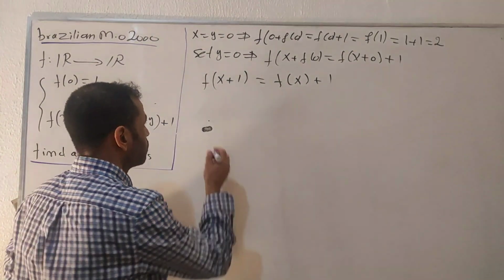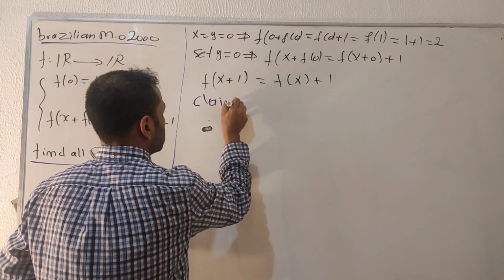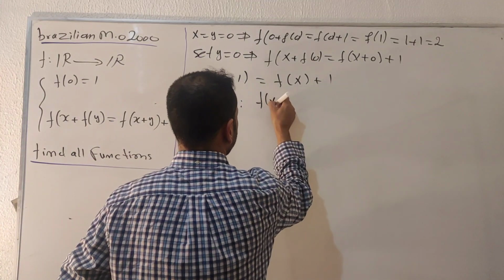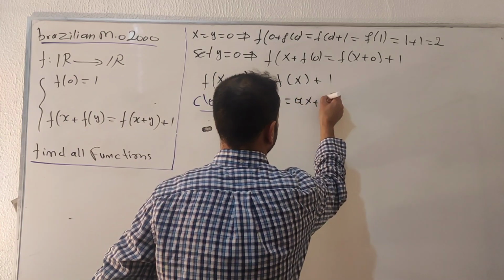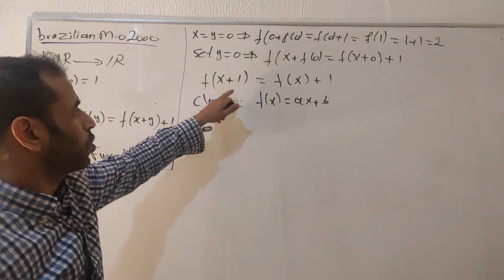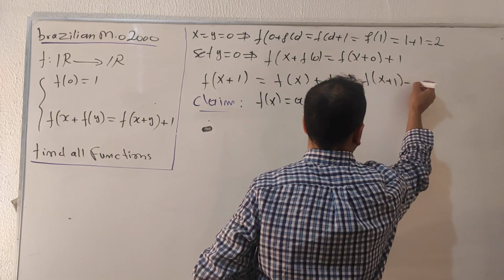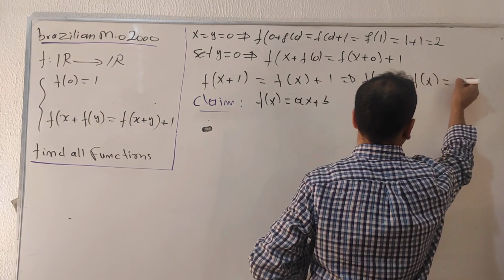Now let's claim we have a linear function f(x) equals ax plus b. Let's calculate this difference, because we have this one: f(x plus 1) minus f(x) equals 1.